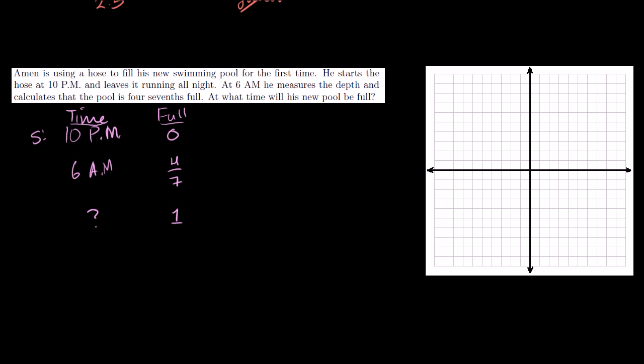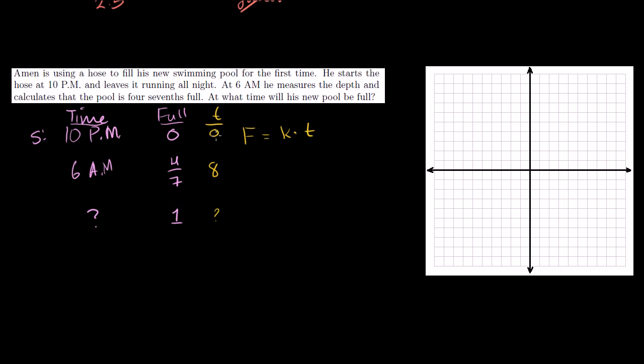time. We could say the fullness of the pool is equal to some constant times the amount of time that's passed by. And we know when time is equal to 0, this is time 0. What is this in hours? This is 8 hours later, right? This is time 8, and we don't know what this is. This is time something else.